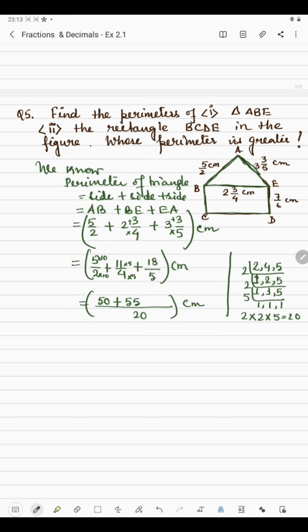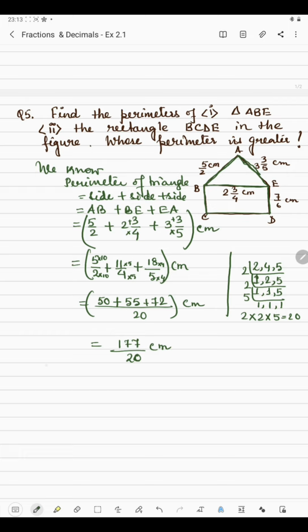Now coming to the last fraction, 5 will be multiplied by 4 to get 20. So here also will be multiplied by 4. So 18 4s are 72. Now if you add this, 5 plus 2 is 7, 7 plus 0 is 7, 7 plus 5 is 12, 12 plus 5 is 77. So we have 177 by 20 centimeter. This is the perimeter of a triangle.